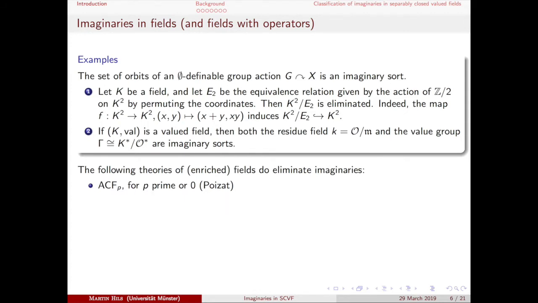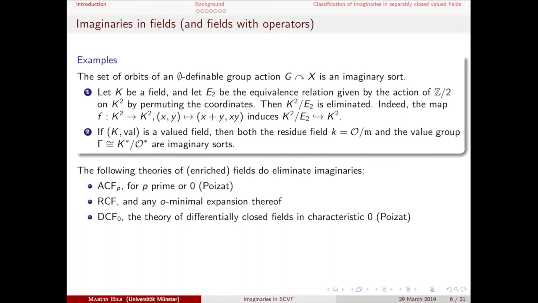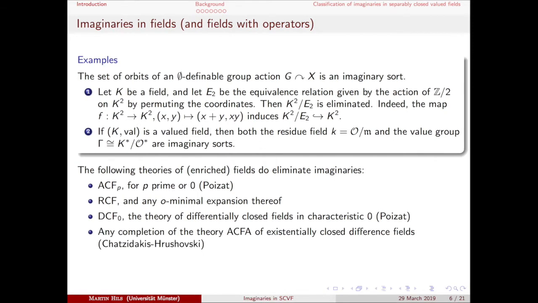Now, many theories, and you probably know this, maybe people talked about this in this seminar, many theories of enriched fields do eliminate imaginaries. Poizat, who introduced the definition, showed immediately that algebraically closed fields eliminate. Real closed fields and also every o-minimal extension of real closed fields eliminate imaginaries by a completely different proof. There's even definable choice. Differentially closed fields in characteristic 0, as you very well know, probably eliminate imaginaries. So you can, in the category of differential constructible sets, say, you can go to quotients. Not preserving topology, but in the constructible category you can. Also Poizat.